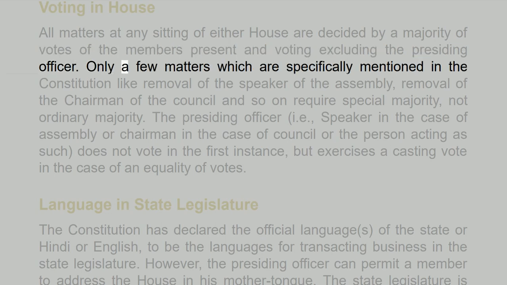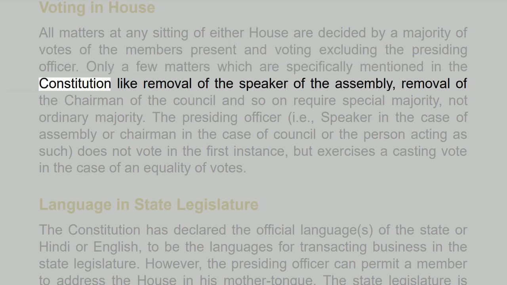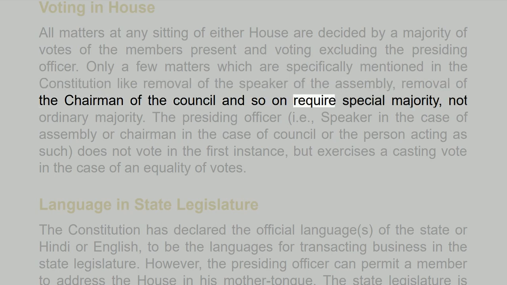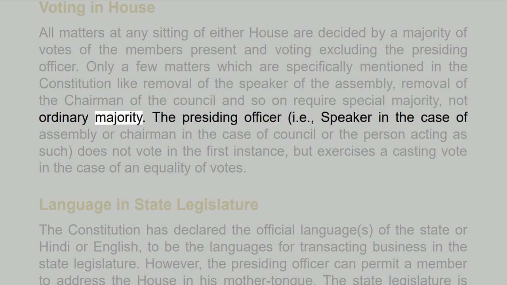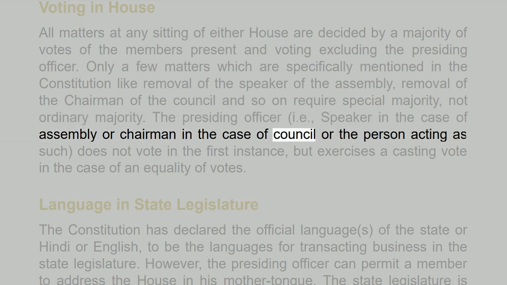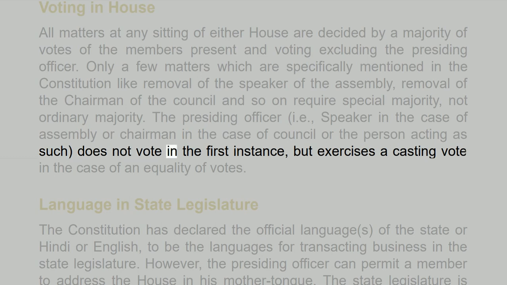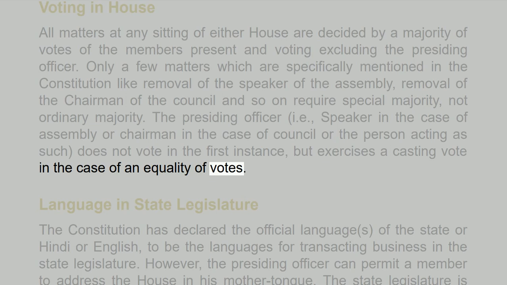Only a few matters which are specifically mentioned in the Constitution, like removal of the Speaker of the Assembly, removal of the Chairman of the Council and so on, require special majority, not ordinary majority. The presiding officer, i.e., Speaker in the case of Assembly or Chairman in the case of Council or the person acting as such, does not vote in the first instance, but exercises a casting vote in the case of an equality of votes. Language in State Legislature.